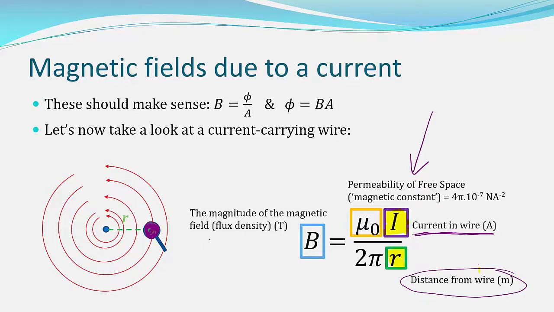Now, something that makes this a little bit strange is that this is r and not r squared. So it's not an inverse square relationship like a lot of the other ones. And that's because, remember, this is not a point source. This is not just a charge. This is a current running in a wire. So rather than spherical spreading, we're looking at cylindrical spreading. So instead of being an inverse square law, it's just an inverse relationship.